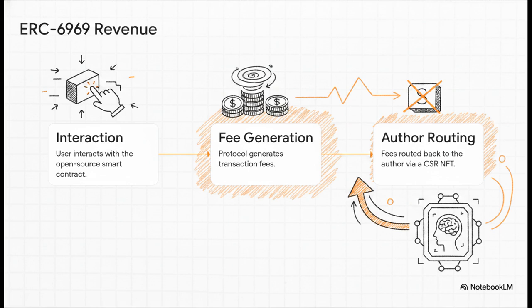So let's look at how this works in practice with ERC 6969, which introduces Contract Secured Revenue, or CSR. Normally, when transactions fire off on a blockchain, the fees go to sequencers. They're basically the toll booths of the network, and they keep all the money. But ERC 6969 seamlessly routes those toll fees away from the centralized sequencers and sends them directly back to the author. It anchors this revenue right into a CSR NFT.